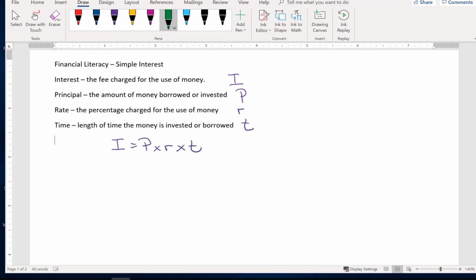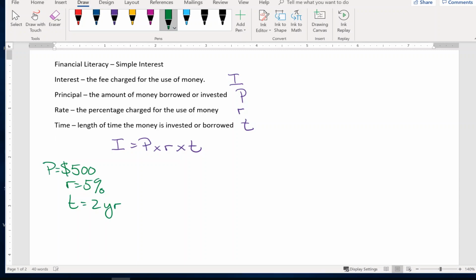Let's say you want to borrow $500. And the bank lets you borrow that $500 but says it's going to charge you at a rate of 5%. And you want to borrow that money and pay it back over 2 years. So our T is equal to 2 years. And the 500, this is our principal amount.